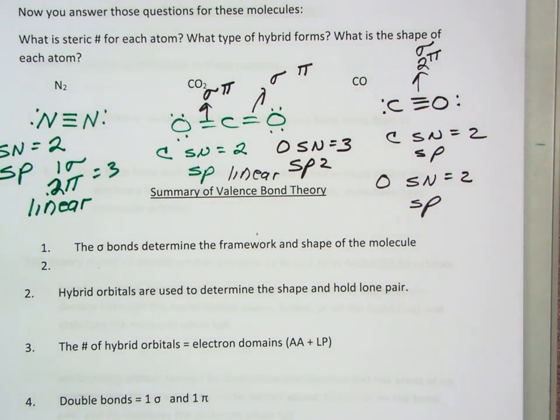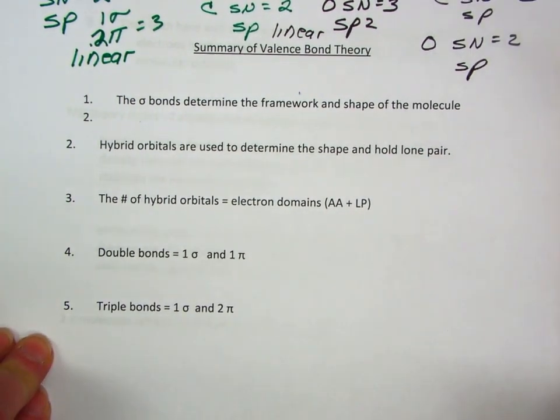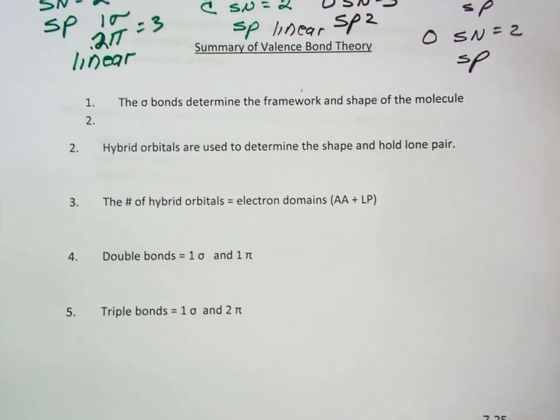So when we look at valence bond theory, it tells us that the sigma bonds determine the framework or the shape, and that comes from the hybrid orbitals. Hybrid orbitals are used to determine the shape and hold the lone pair. The number of hybrids is equal to your steric number, your electron domains, attached atoms plus lone pairs. Anytime we have a double bond, it's a sigma and a pi, and anytime we have a triple bond, we get a sigma and 2 pi's.